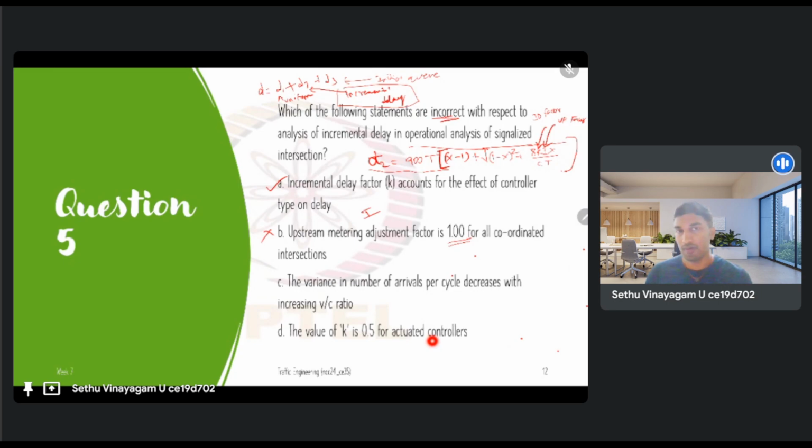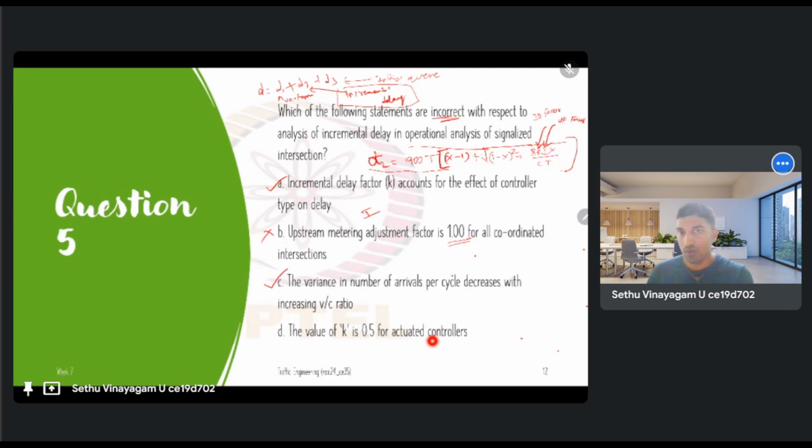That is true only for the isolated cases, right? So not for coordinated intersections. And C, the variance in the number of arrivals per cycle decreases with increasing V by C ratio. So this is true, right? This is again with respect to the upstream signal. If it has a high V by C ratio, which means that you have close to capacity conditions or oversaturated conditions in the upstream signal.